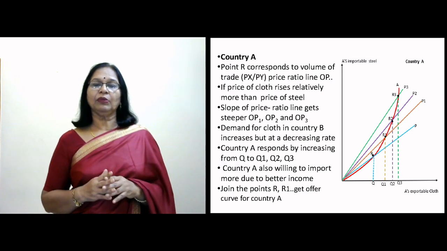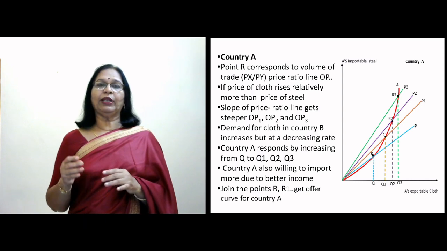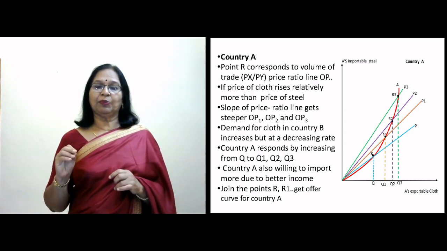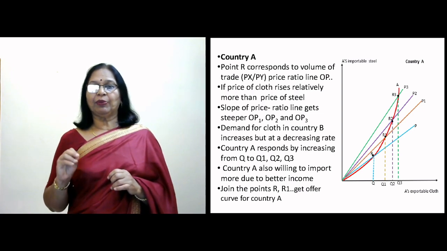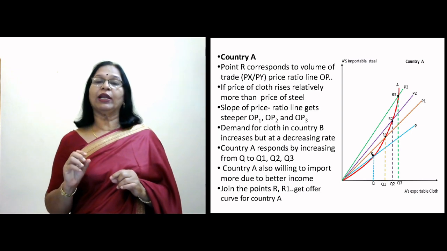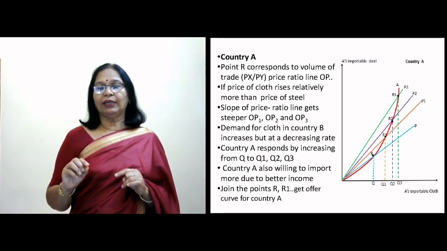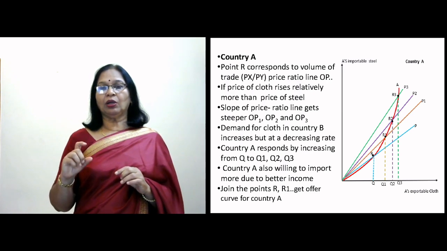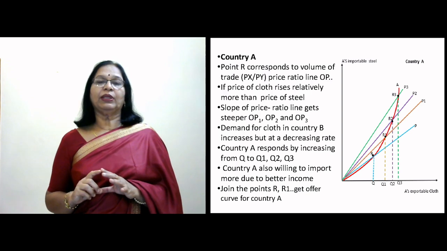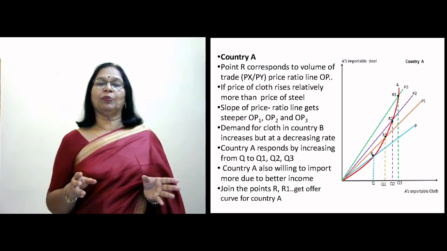Now, this offer of sale and import will take place at different prices. So first let us take the price line OP. At price line OP, country A is willing to export OQ units of cloth and accept RQ units of steel. Now, let us assume that the price of cloth increases relative to the price of steel.